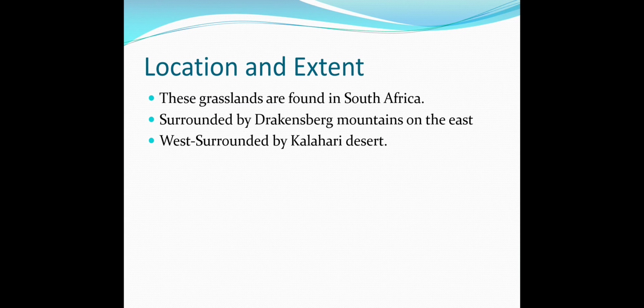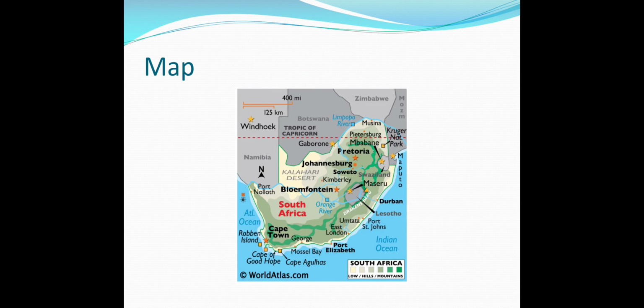Here I told you with the help of the map regarding the places or the mountains which surround South Africa. The veld is found in South Africa, which is surrounded by the Drakensberg mountain on the east and the Kalahari desert on the west. This I have already shown you through this map.